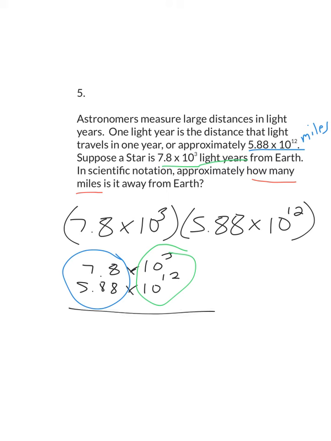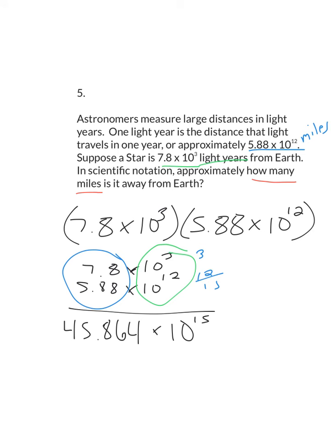So if I do it that way, 7.8 times 5.88, let's see here. That is 45.864. And then we have our tens here. 10 to the third times 10 to the 12th. So again, there are 3 of them here, 12 of them there, that equals 15. So that's 10 to the 15th.